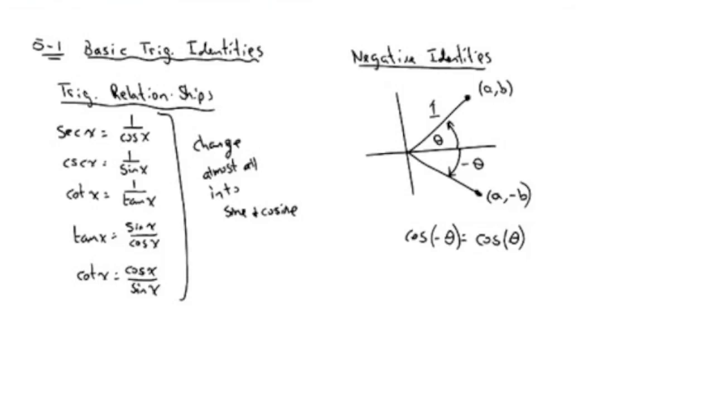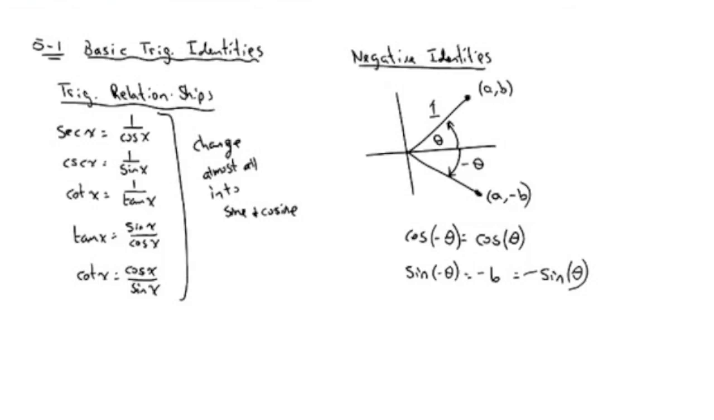So what about sine of theta? We're getting there. What happens if I do sine of negative theta? Sine of negative theta is equal to negative b. But b is equal to, well, cosine of theta equals a, sine of theta equals b. So I can replace b with sine of theta. So this becomes negative sine of theta.